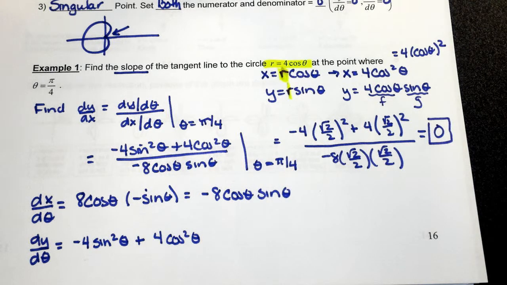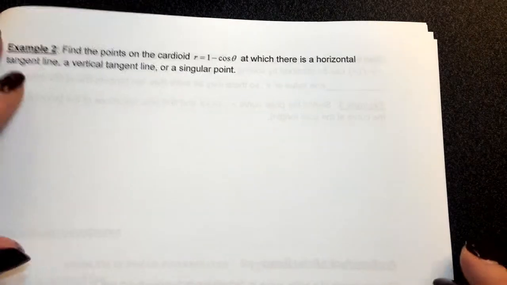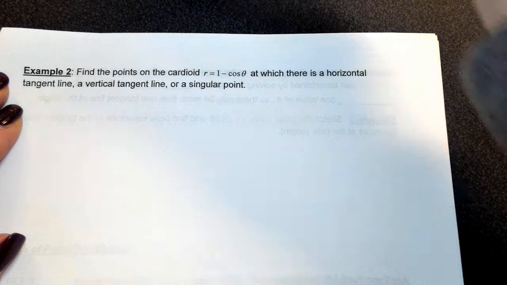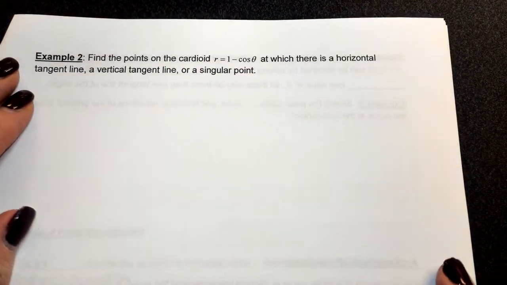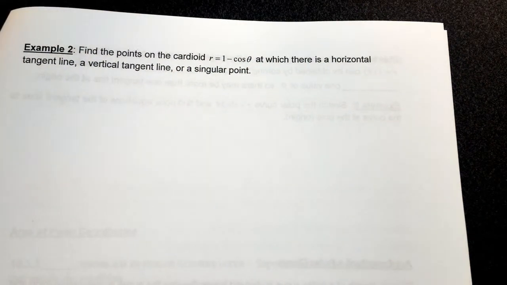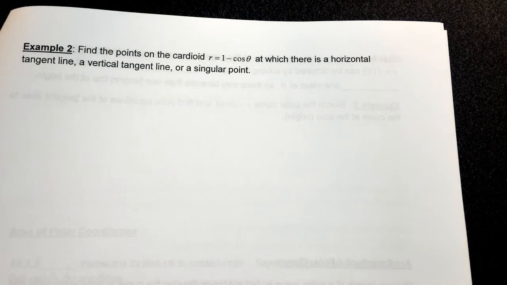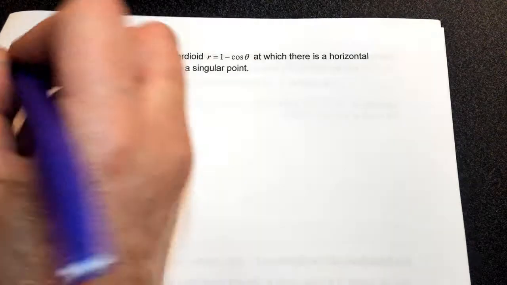So any questions on how you can find the slope of a polar equation, the slope of a tangent line? Okay? Any questions on that? All right. So now, find the points on the cardioid r equals 1 minus cosine theta, where there is a horizontal tangent line, a vertical tangent line, or a singular point. So first of all, let's start with horizontal tangent line.